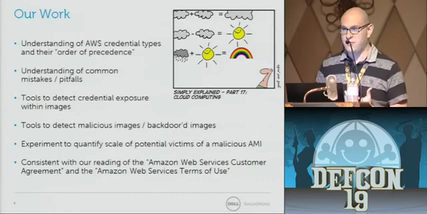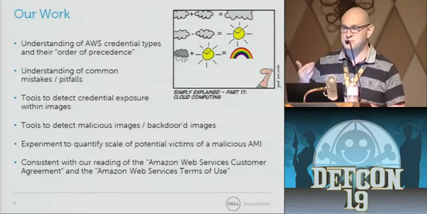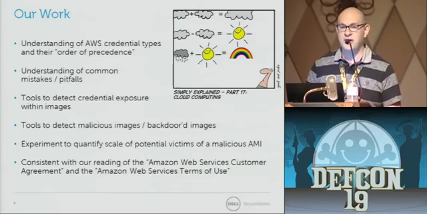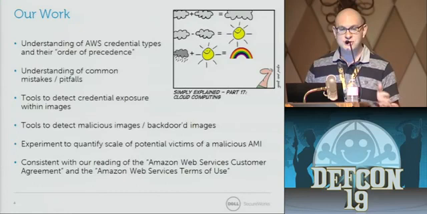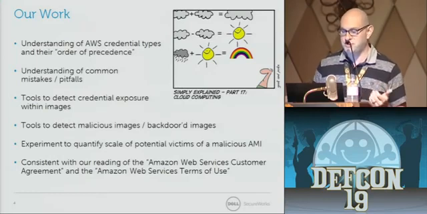Also, we performed an experiment to better quantify the scale of potential victims. If you were to release a malicious machine image, and we'll define some of these terms, so I apologize if this is some terminology up front, but if you were to release a malicious virtual machine image and publish it in Amazon's cloud, we did an experiment to get a sense of how many victims you could count on receiving, and how many of those victims you might actually be able to take control of their virtual machine. And also throughout this work, our work was consistent with our reading of Amazon Web Services customer agreement and their terms of service that are published on their website.